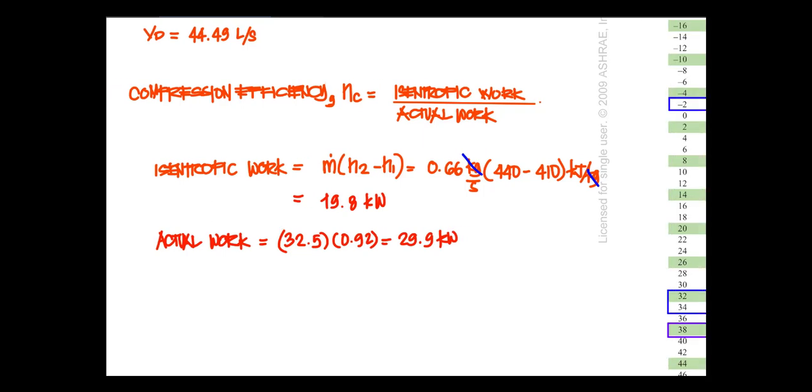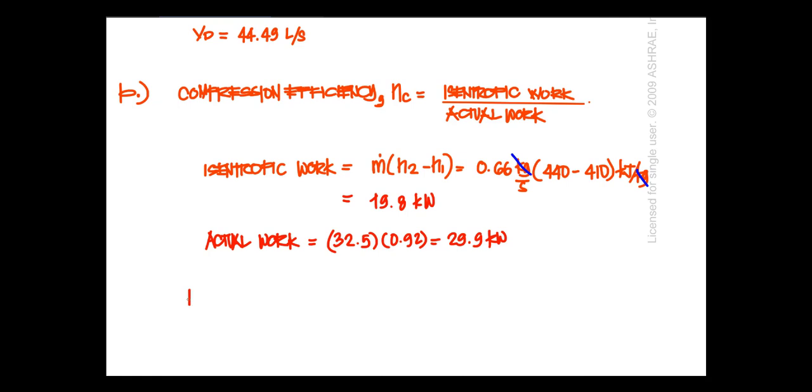Now substitute it into our equation for the compression efficiency. We have the isentropic work of 19.8 kilowatt divided by 29.9 kilowatt, so we have 66.22%. So that is now the compression efficiency.